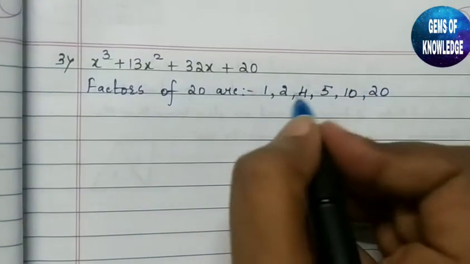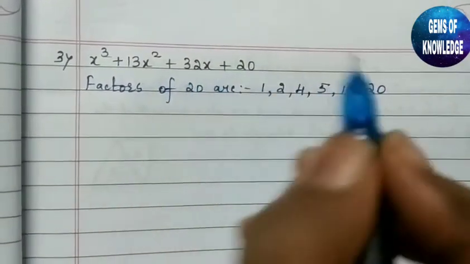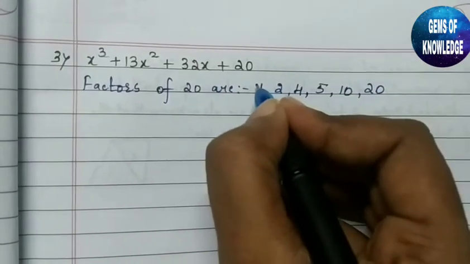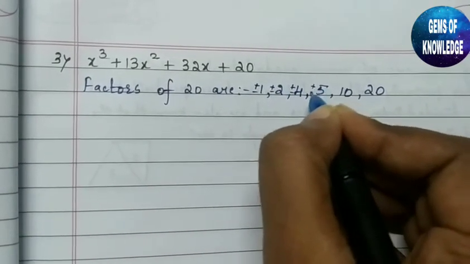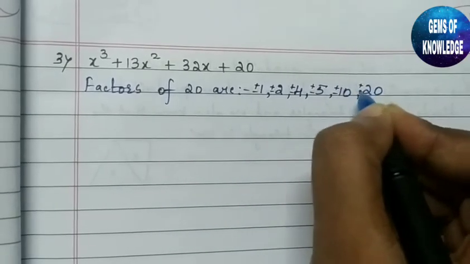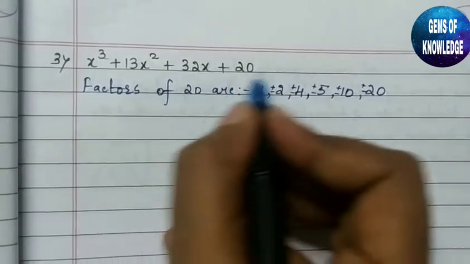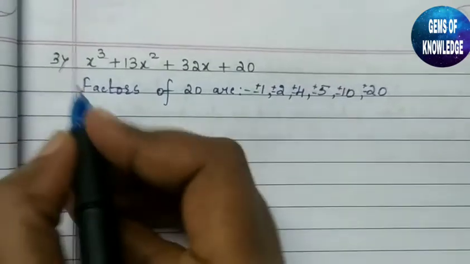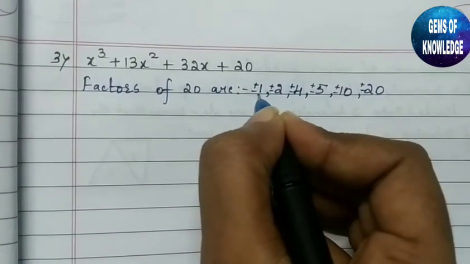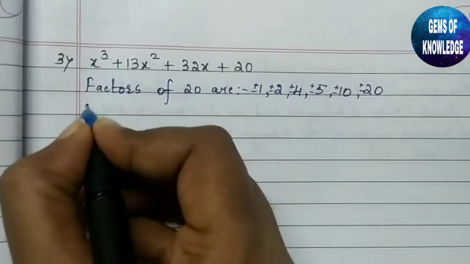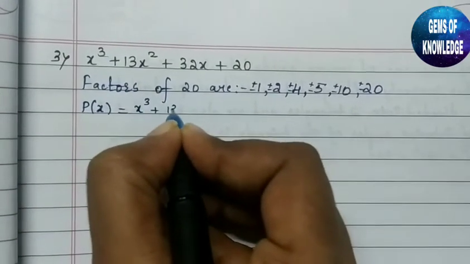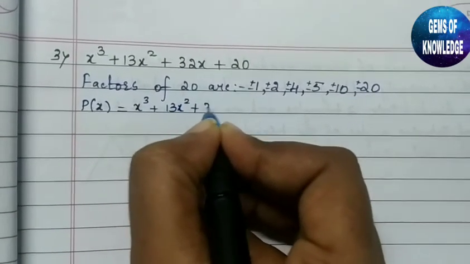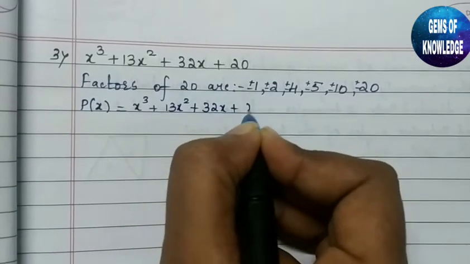Okay, so these are all the factors of 20. For each one we will consider plus and minus, and we need to solve for x so that p of x must be 0. So we'll start with the first term over here. p of x will be considered as x cube plus 13x square plus 32x plus 20.